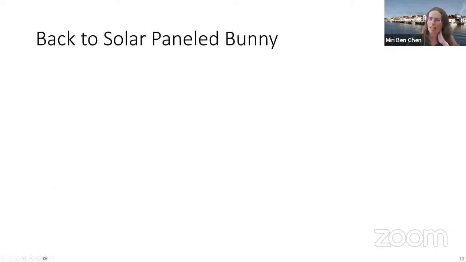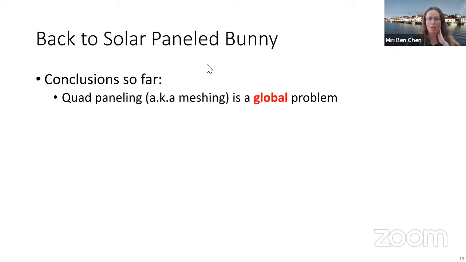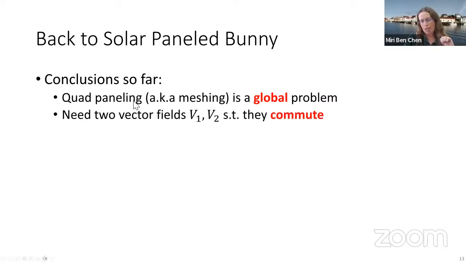Now let's get back to our solar panel bunny. What were our conclusions so far? First, we've seen that when we want to do quad paneling or quad matching, this is a global problem. I can't just start placing things one next to the other and hope that everything will align no matter in which order I do it. I have to solve some global optimization problem. Additionally, we've seen that we need two vector fields, V1 and V2, such that the vector fields commute. And I defined commute using this algebraic notation of matrix commutation.